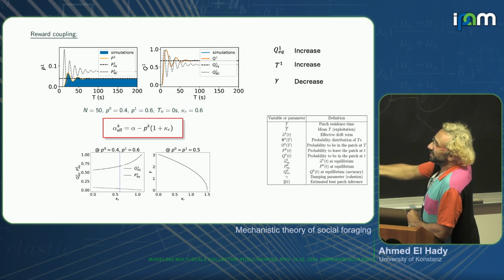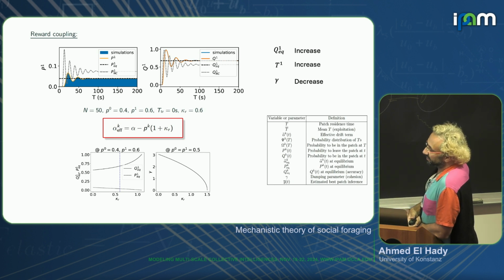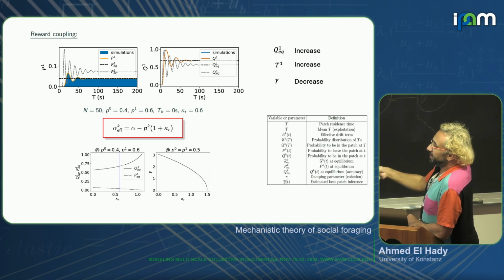So we can see what happens is that in this case, we have this Q1 equilibrium increased. So the probability to be in the patch increased in the richer patch, which is number 1. And of course, the average residence time in this patch increases. But what we can see most prominently is that this damping parameter decreased very significantly, which means that they reach the equilibrium very fast. And then we can play all kinds of games here.